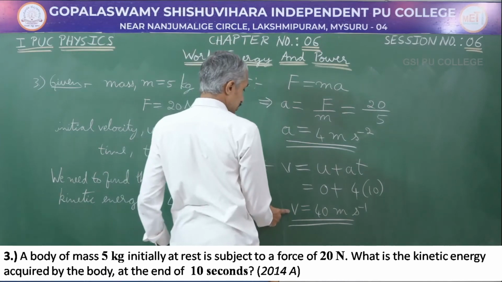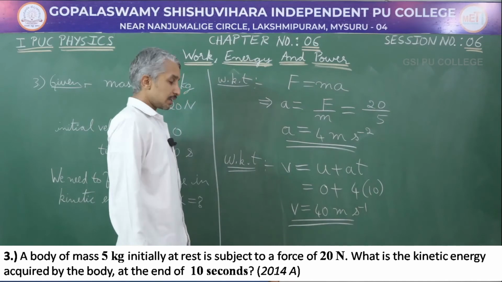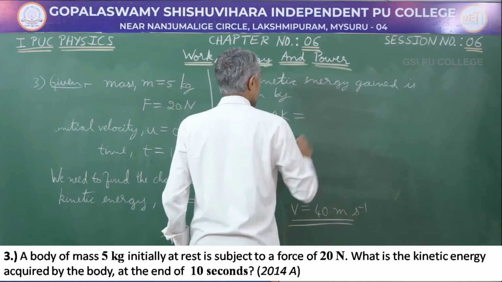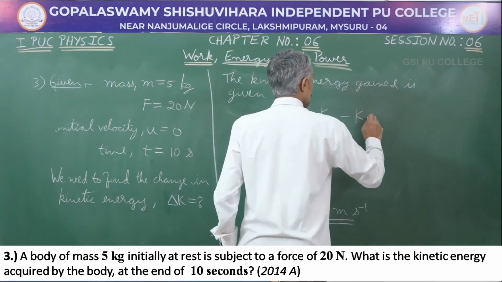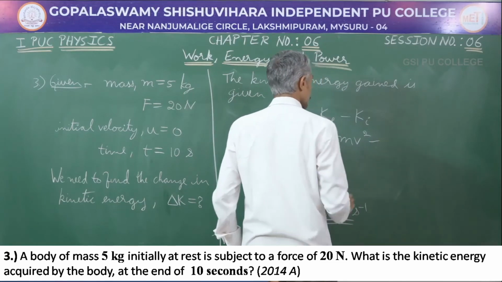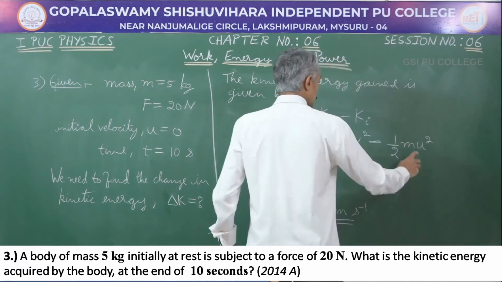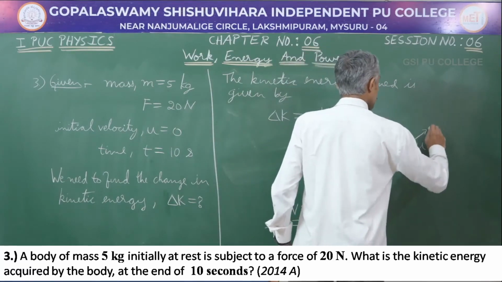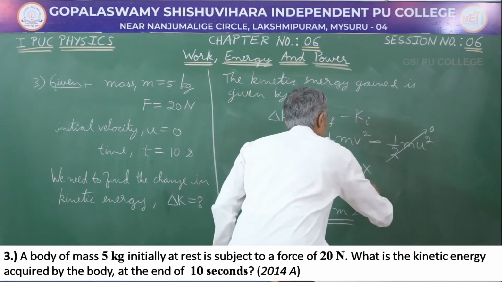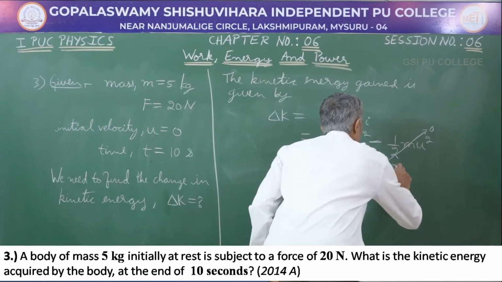Now we have the final velocity and also the initial velocity, so we can find the change in its kinetic energy. The kinetic energy gained is given by delta K, which is final kinetic energy minus initial kinetic energy, half mv square minus half mu square. As the initial velocity was 0, this tends to 0, and this is going to be half into mass 5 kg into final velocity 40 meter per second, so 40 square.